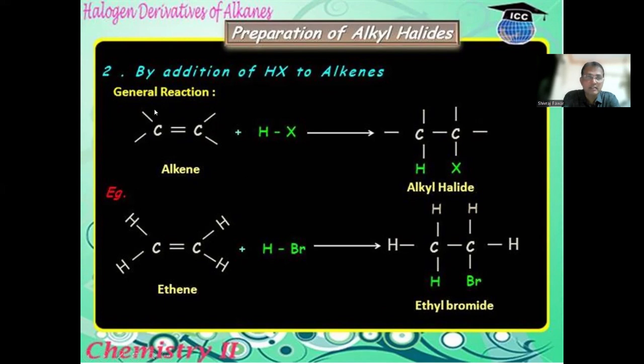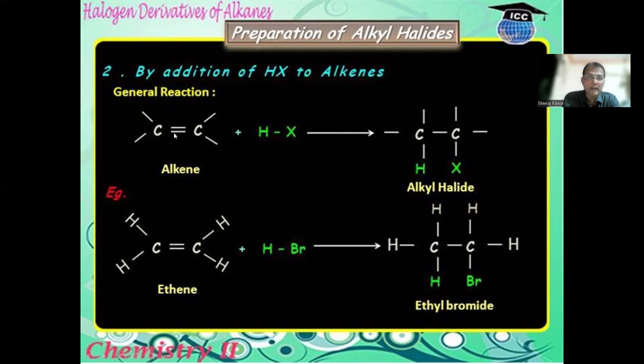Now see, this is the general reaction. This is alkene. The two carbon atoms are attached with a double bond. It's an unsaturated compound, plus hydrogen halide. You can take any hydrogen halide. Now what will happen? This is a pi bond.